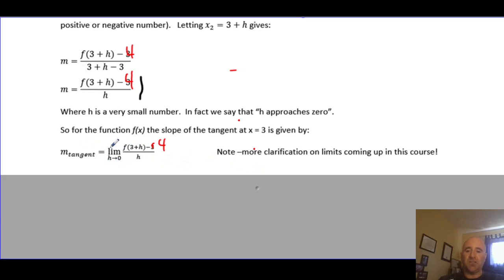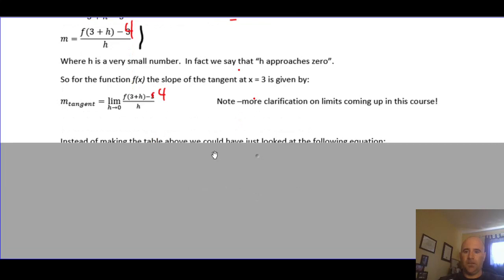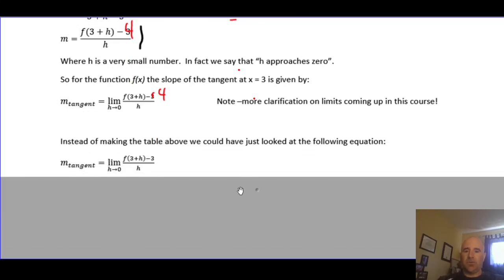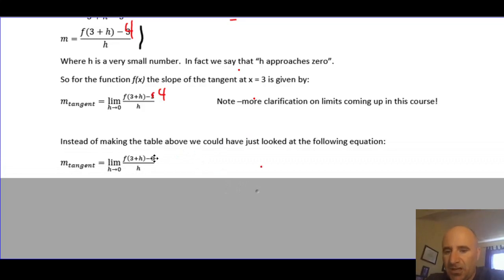Now you should have seen this symbol before, limit as h approaches 0. We did a lot of limits as x approaches infinity, and talked about end behavior last year. There's a lot more in limits coming up. So I've chosen to introduce some calculus ideas first, and then we're going to go right into limits, probably tomorrow even. So we'll work with that quite a bit. So instead of making a table of values, we could have just started with this equation, which again I have to keep correcting here.